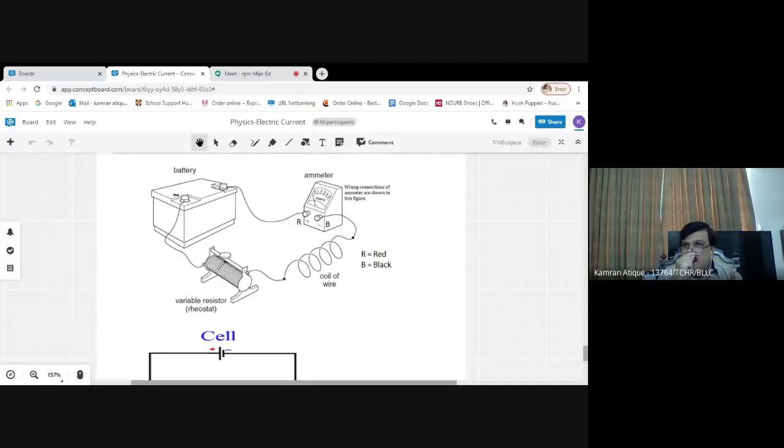Similarly here, the name of the electric quantity is electric charge. The name of the quantity is electric charge. Its symbol was capital Q. The name of the SI unit was Coulomb, and its symbol is capital C.